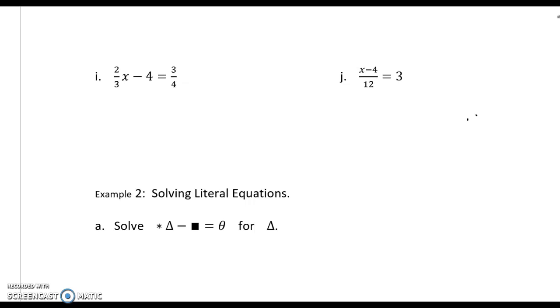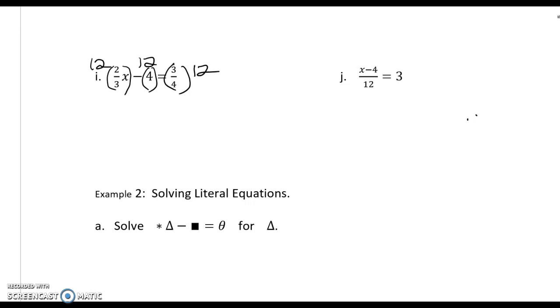Now again, we're looking for a common denominator. So we're looking at 3 and 4, and we're thinking, what is a small enough number that 3 and 4 go into? And that number is 12. So we're going to multiply everything through, every term, by 12. We're multiplying every term by that same number.